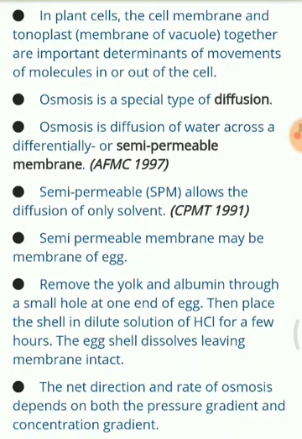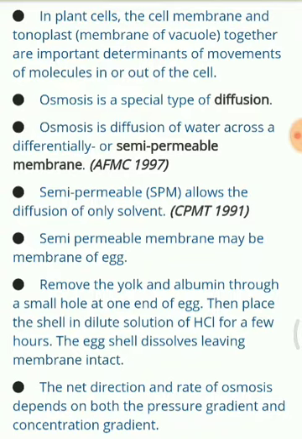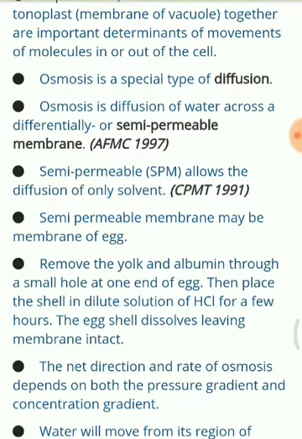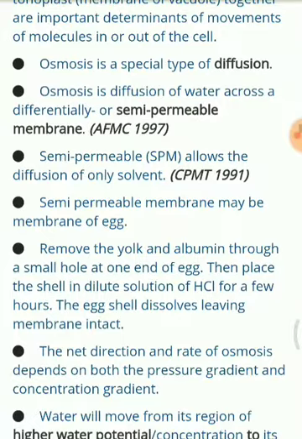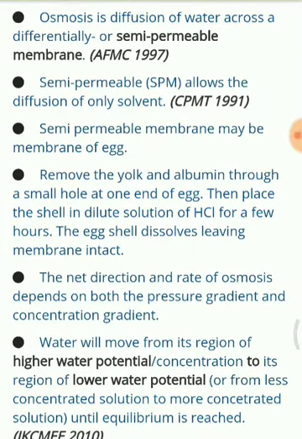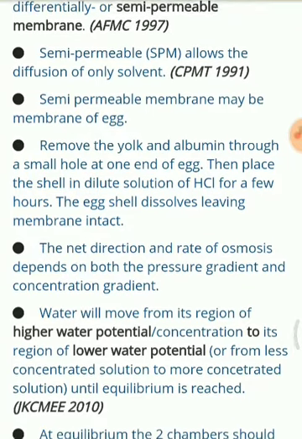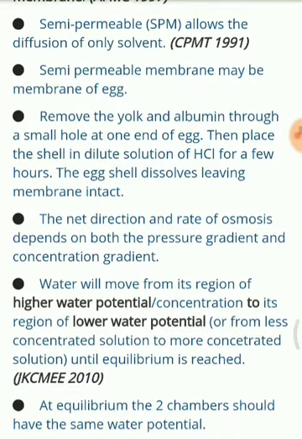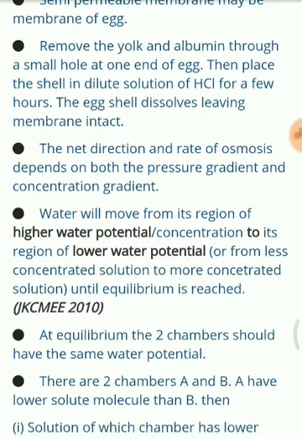Osmosis is a special type of diffusion. Osmosis is diffusion of water across a differentially or semi-permeable membrane. Semi-permeable membrane allows the diffusion of only solvent. A semi-permeable membrane may be the membrane of an egg. Remove the yolk and albumin through a small hole at one end of the egg. Place the shell in a dilute solution of HCl for a few hours. The egg shell dissolves, leaving the membrane intact.